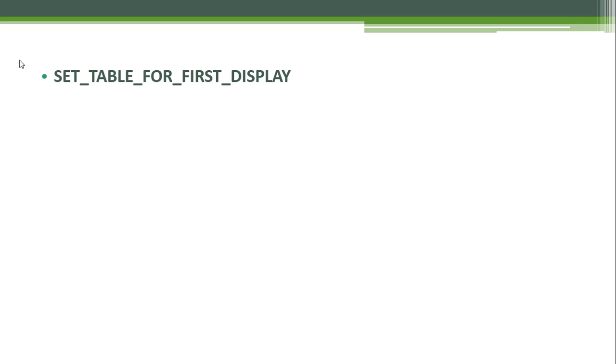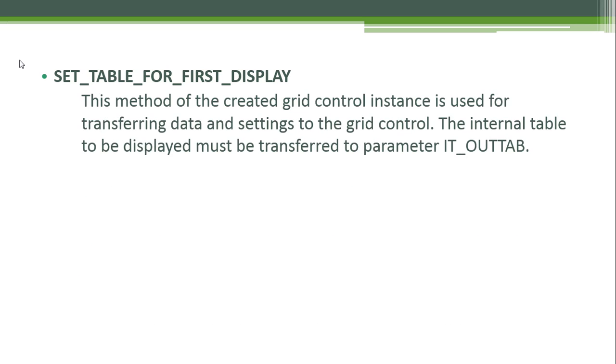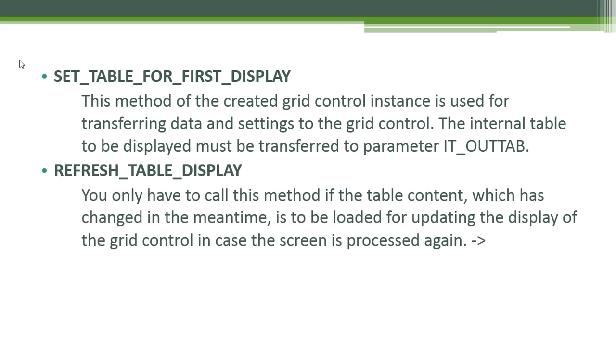The SET_TABLE_FOR_FIRST_DISPLAY method. This method of the created grid control instance is used for transferring data and settings to the grid control. The internal table to be displayed must be transferred to parameter IT_OUTTAB. And the REFRESH_TABLE_DISPLAY method. You only have to call this method if the table content, which has changed in the meantime, is to be loaded for updating the display of the grid control in case the screen is processed again. So this is not always obligatory that you implement it.